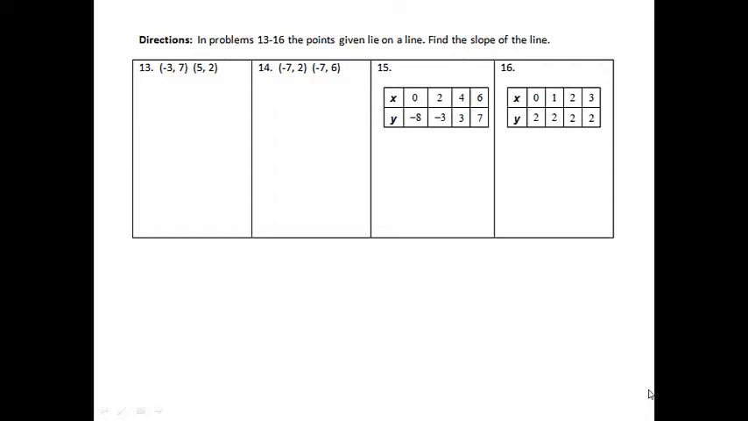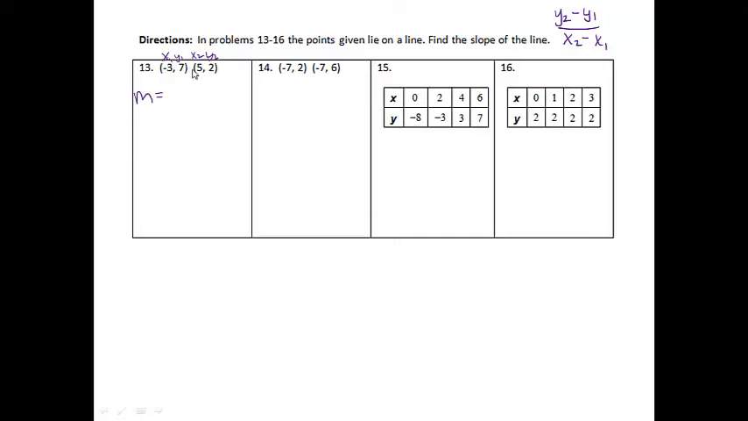In problems 13 through 16, the points given lie on a line. Find the slope of the line. The first thing that I am going to do on this one is write the slope formula, which would be y2 minus y1 over x2 minus x1, which means we always subtract the y's in the numerator and the x's in the denominator. If we want to label the x1, y1, x2, y2, we can, and it doesn't matter which way you go to find that slope.